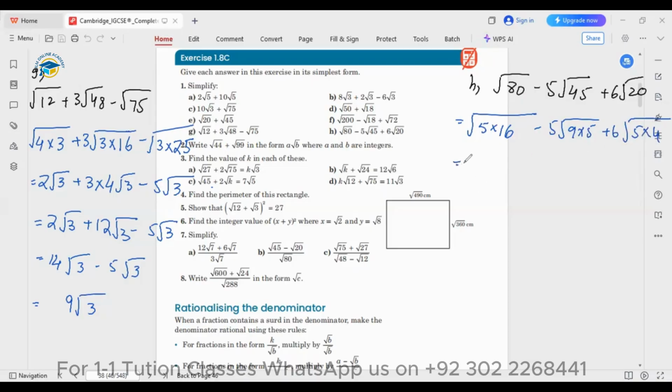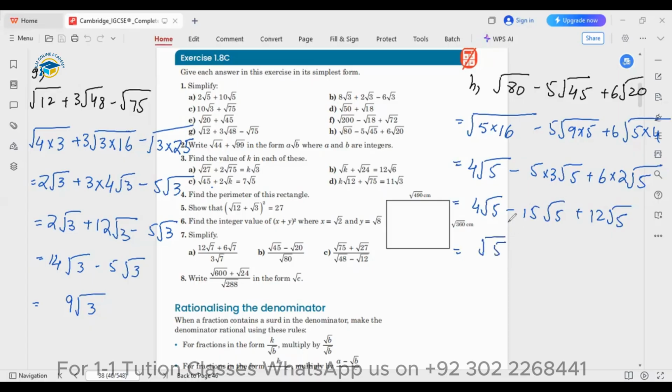So all of these now are having the perfect square. 16 is the perfect square of 4, so 4 square root 5. Now this is basically 9, perfect square of 3 and square root 5. And this 4 we have, perfect square of 2, and it's having square root 5 inside. So this is 4 square root 5. 5 3 times 15 square root 5. And 6 2 times 12 square root 5. Now we can just add and subtract all the numbers together. So 4 plus 12 will be 16. And 16 negative 15 will be just 1 square root 5.